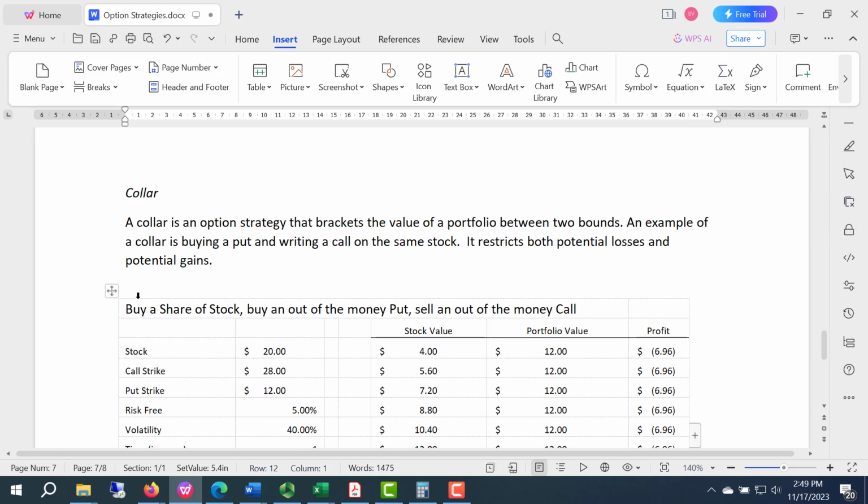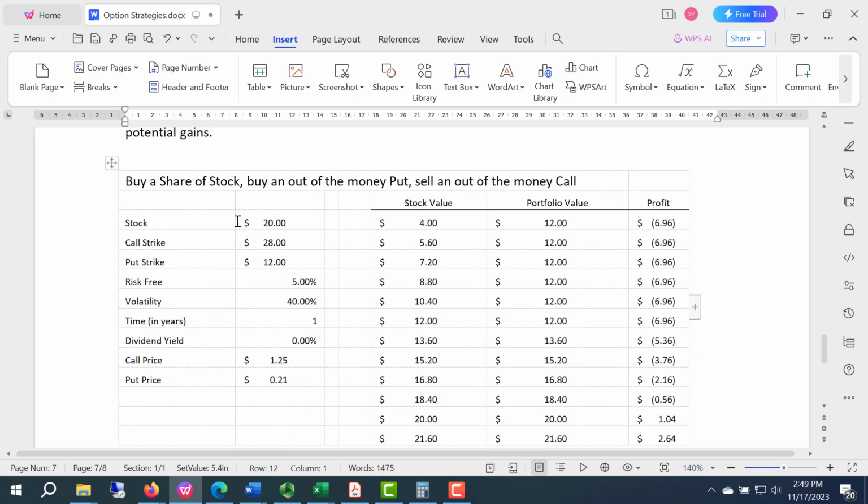So with this strategy, we buy a share of stock, we buy an out-of-the-money put, and we sell an out-of-the-money call. So this one looks a little bit different than the different strategies we've looked at before, because now we have a different strike price for the call and the put.